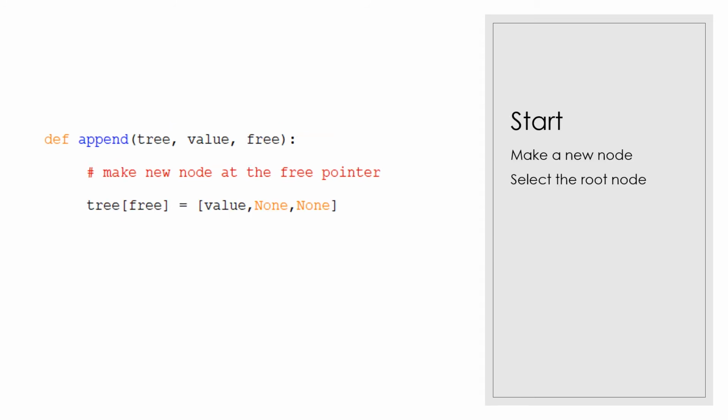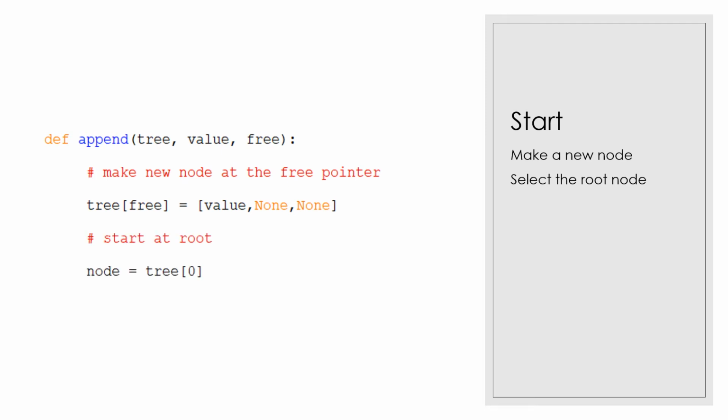So the first thing I'm going to do is make a new node. It's a node of the tree, and it's at the free position. Remember, the free is the free pointer. It's an integer, and it points to an empty location in the 2D array. So in the tree, at that free pointer, add a list with the value and 2 empty pointers. So we've made the new node and we've added it to our tree. We've added it to our 2D array. It isn't hooked onto the tree yet because we haven't added a pointer to it.